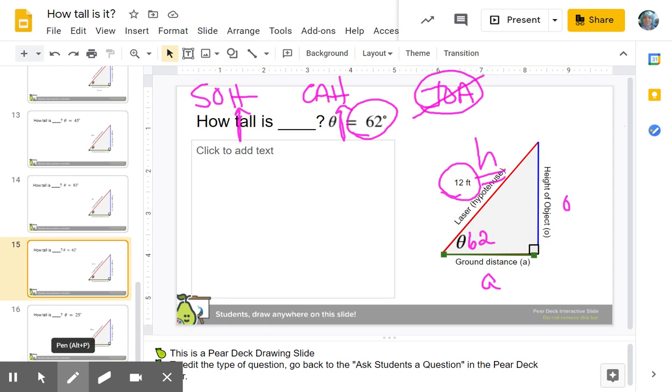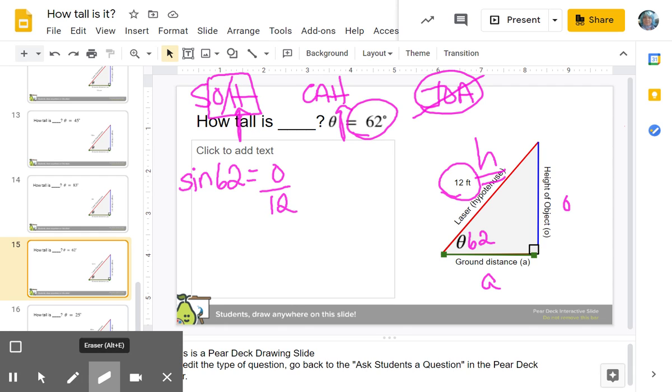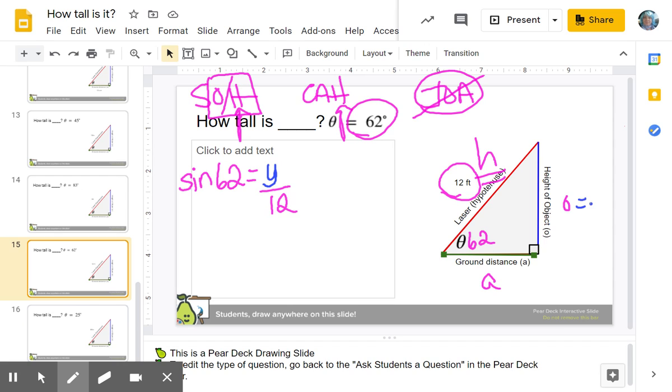So then you're just going to fill in the stuff that you know. We've got sine of the angle, which is 62. The angle always goes next to the function. And then we make a fraction out of O over H. So the O is what we're looking for, and the H is what we're given. It kind of looks weird to have a variable O there, so a lot of times I rewrite that as a variable. It's the height of my triangle, so I'm going to make that Y, just to make it easier to look at.